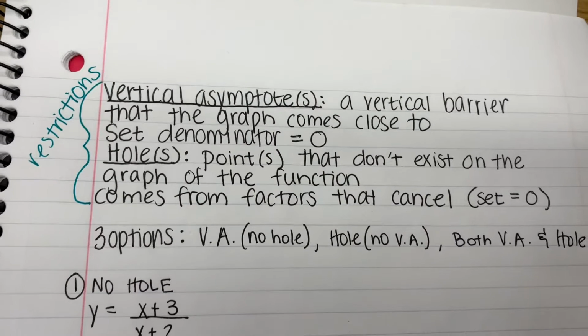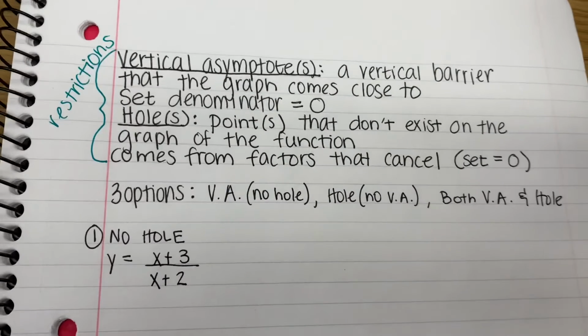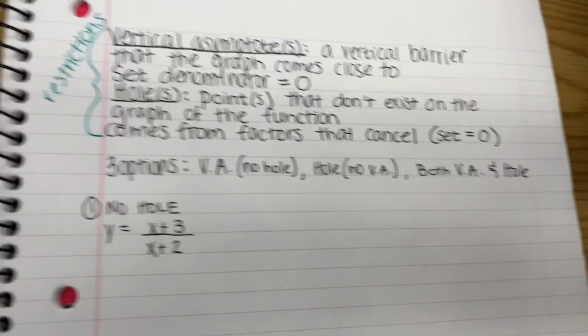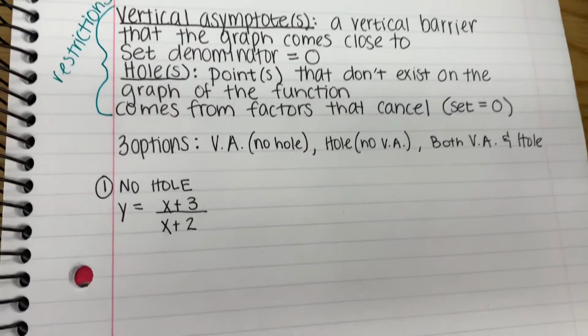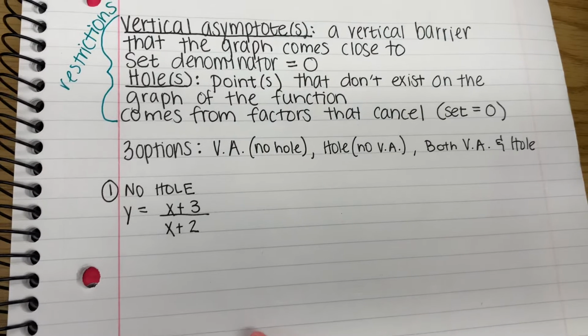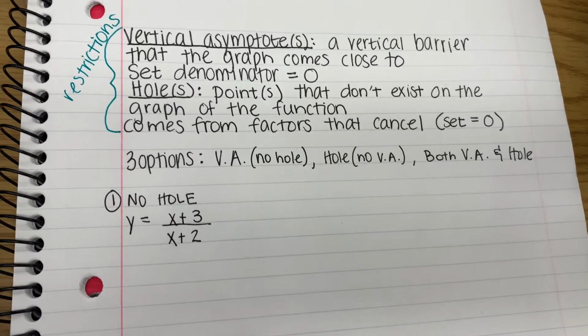There are a lot of options that could happen here, but the three basic ones are a vertical asymptote with no hole, a hole with no vertical asymptote, or you could have both, or you could have multiple vertical asymptotes, or you could have multiple holes and no vertical asymptote. So you have lots of combinations, but we're going to look at the three basic ones first.